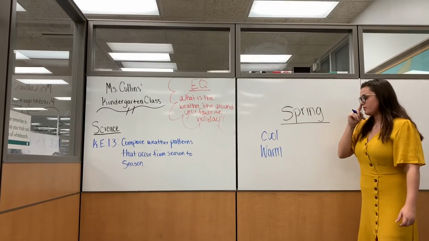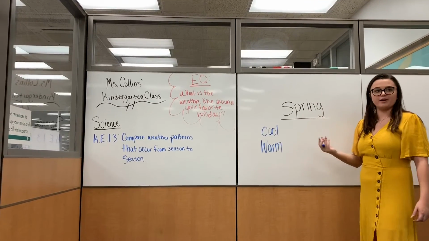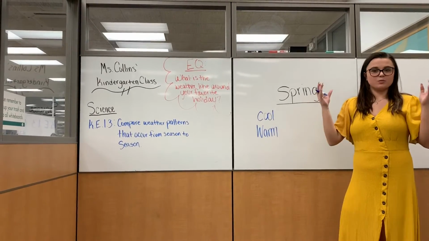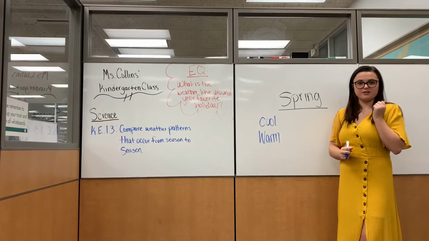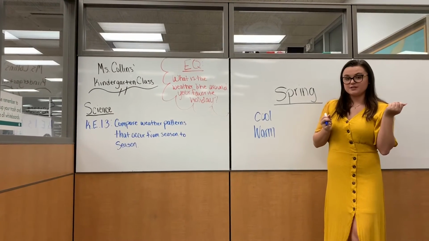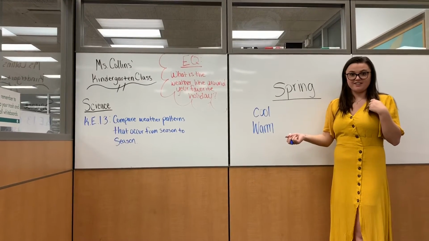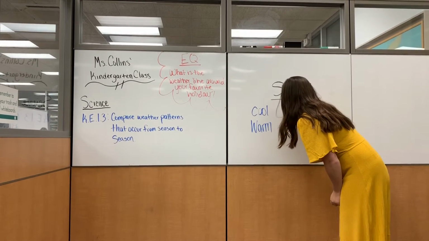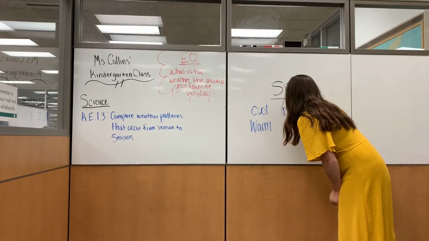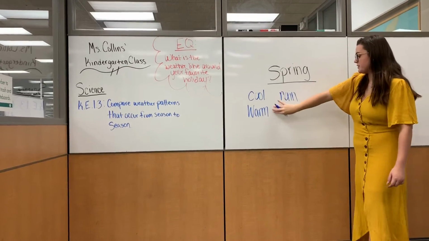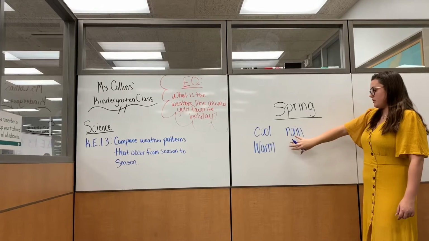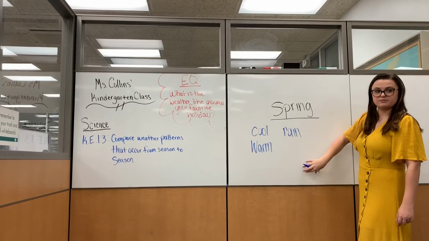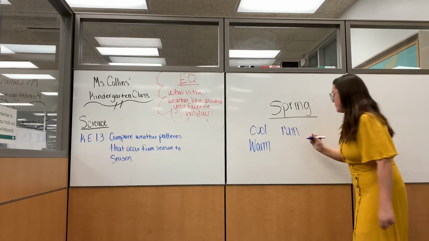What type of weather often occurs in spring? You always carry an umbrella during spring because April showers bring May flowers, right? So what could that be? Rain? Good job. Now that we have some different weather patterns, let's go into some different activities you can do in spring. You can plant flowers.